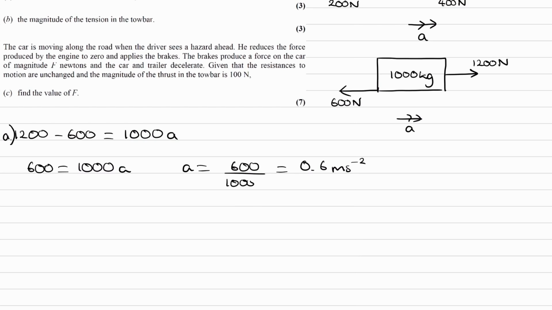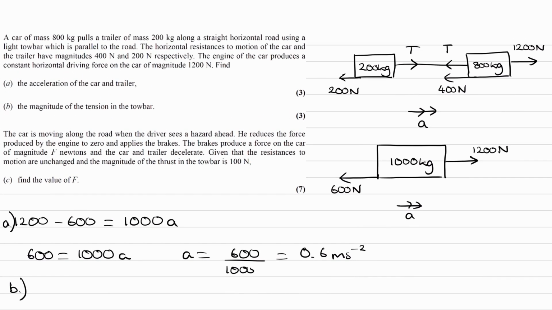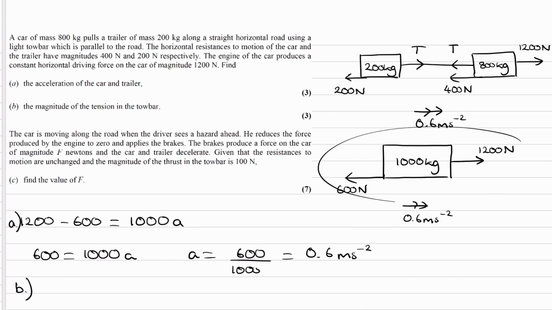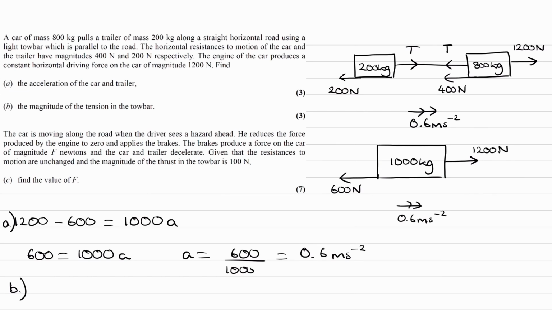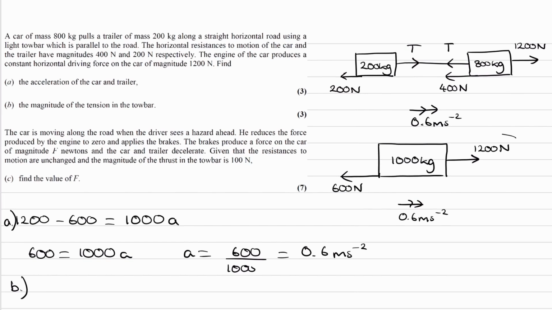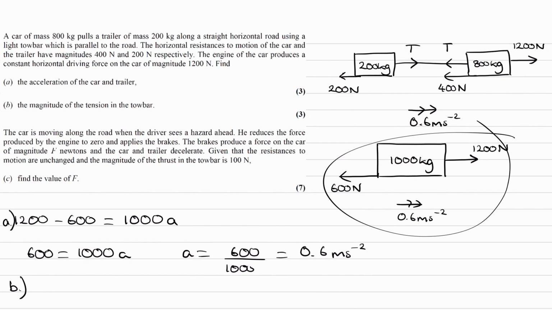For part B, where we're trying to work out the tension in the tow bar, now that we have our acceleration, let's alter our diagram. This is now 0.6, as is this. We want to work out tension. We're no longer going to consider the two masses as one single mass. We're going to look at them separately, as that's when the tension forces come into play. There is no tension force in the single-system scenario, so there's no point considering it as one single object.